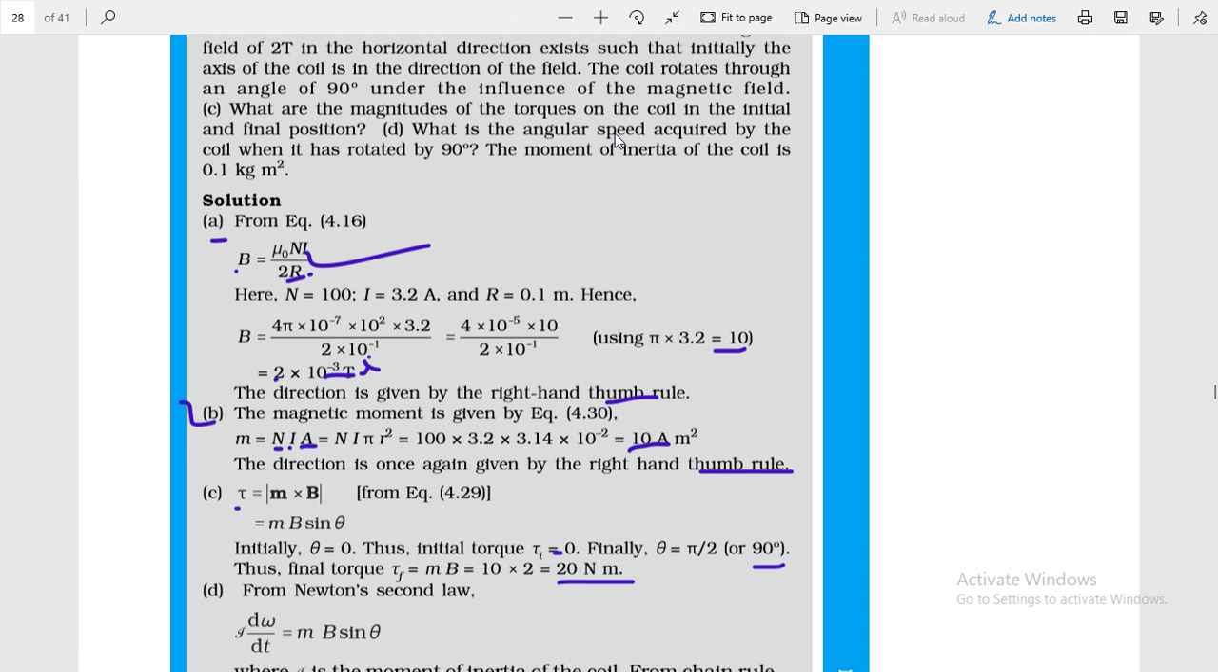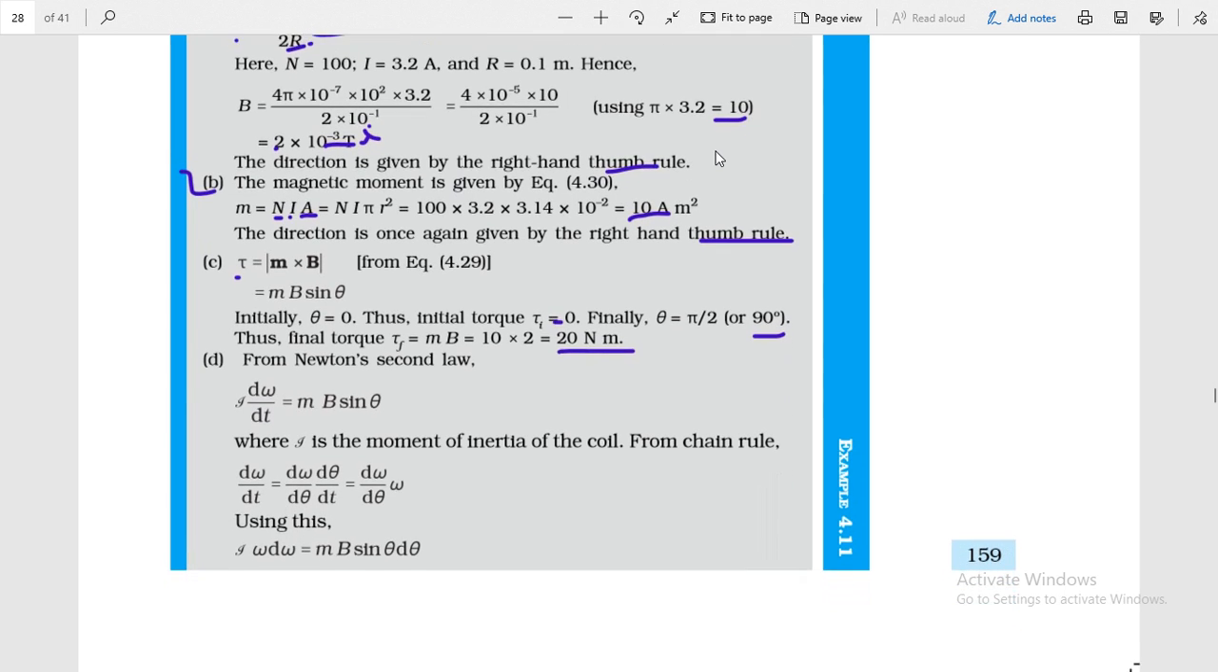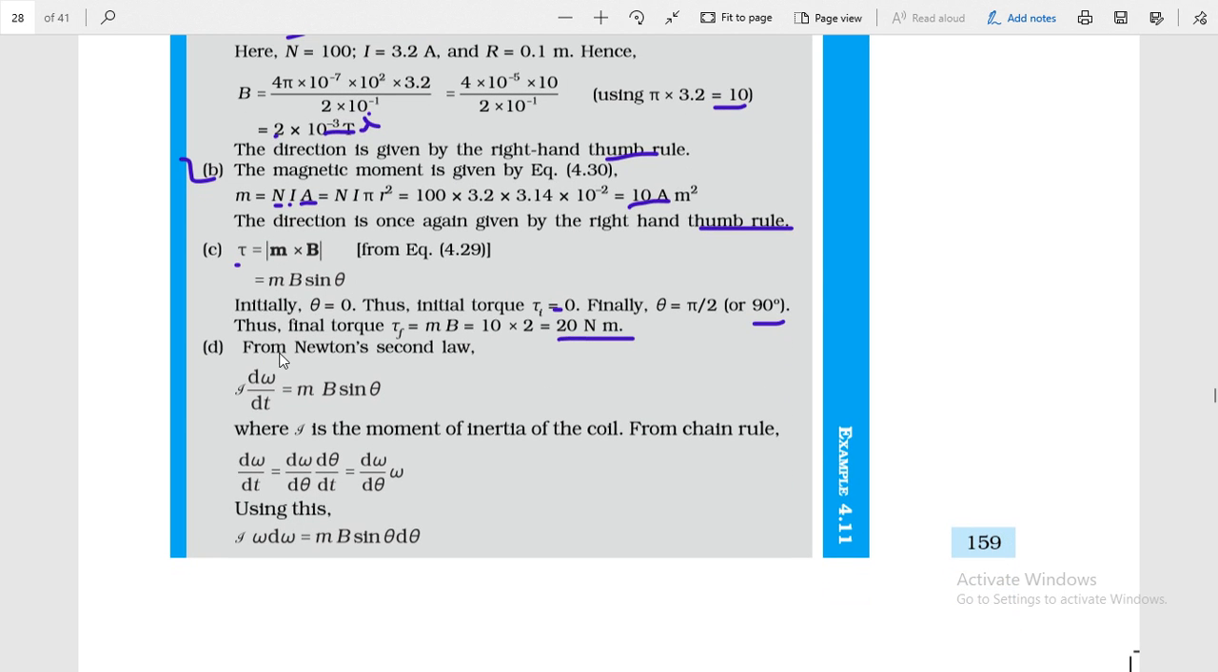Now, in the last part you can see we have to find out omega, that is angular speed. So we can apply Newton's second law for the rotational motion. So you can write I d omega by dt, this is actually the I alpha, since you know that tau is equal to I alpha. Tau is equal to mb sin theta, then tau is replaced by I alpha, then alpha is replaced by d omega by dt.